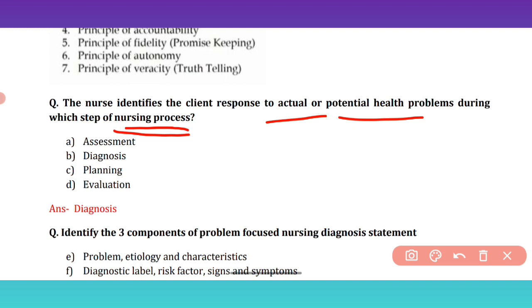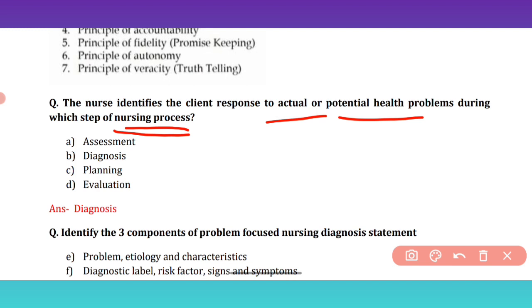Okay, so what we are observing, that is coming under what? Objective data. And also the signs we are observing, that is also coming under what? Objective data. So here we are just assessing the patient's condition. And we are making a decision, that is called what? Diagnosis. In the diagnosis, based upon the assessment, we are diagnosing the patient.